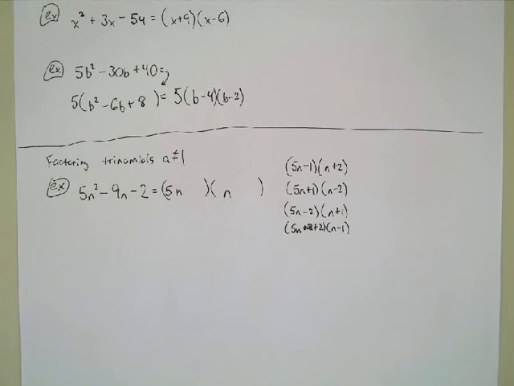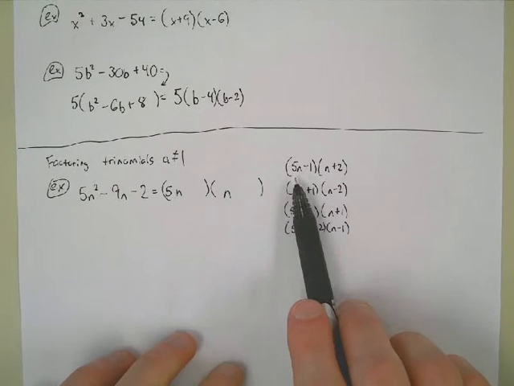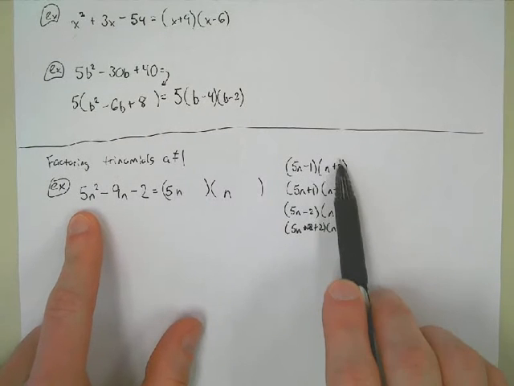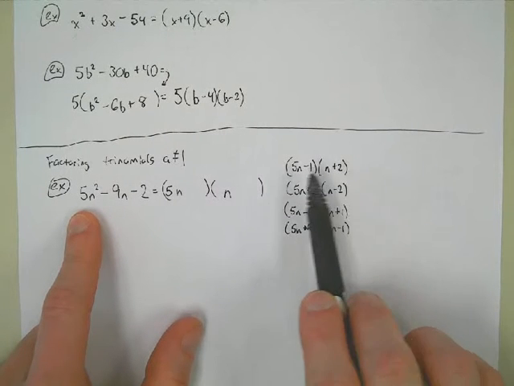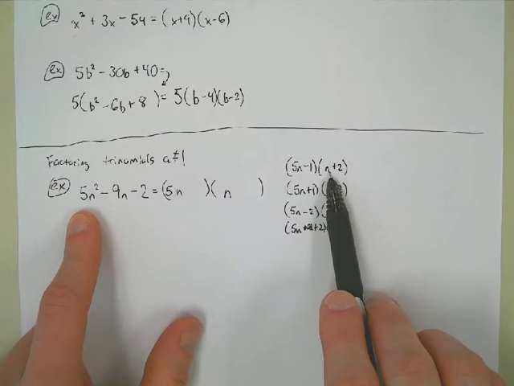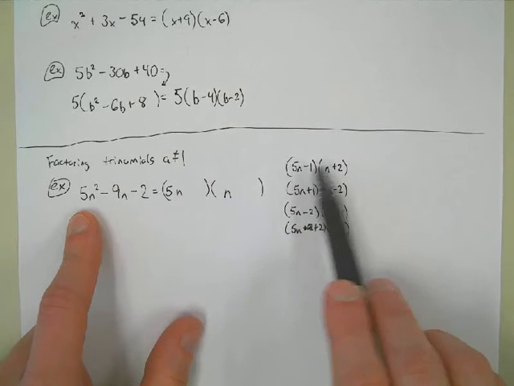First one. The first one does? How do you know? Because the middle term is negative 9n. So let's see here. The 5n is going to multiply by the n to give us 5n squared. 5n times 2 is going to give us positive 10n. Minus 1 times n is minus 1n. So 10n minus 1n is going to give us positive 9n.